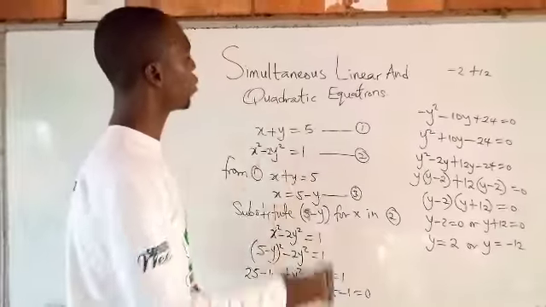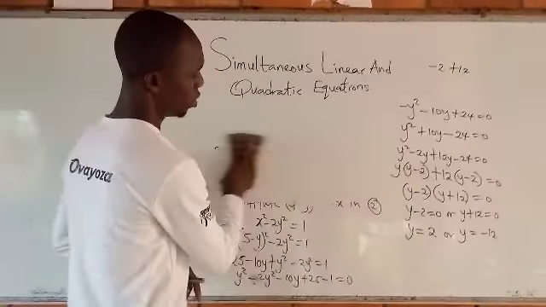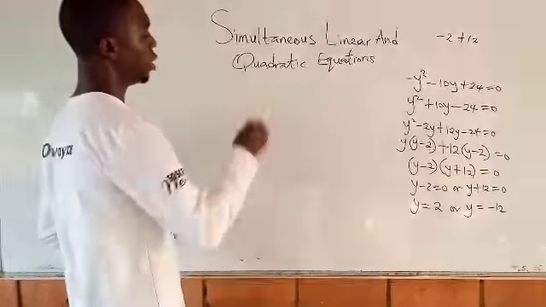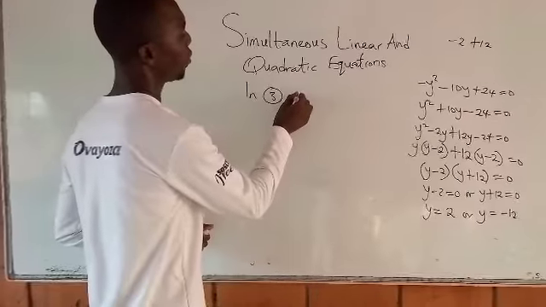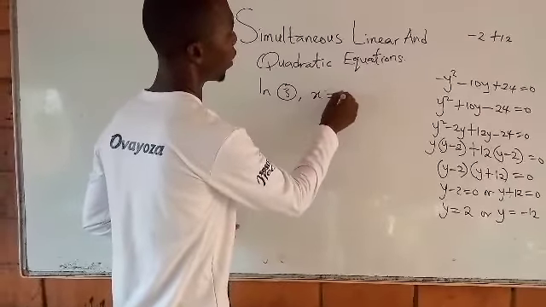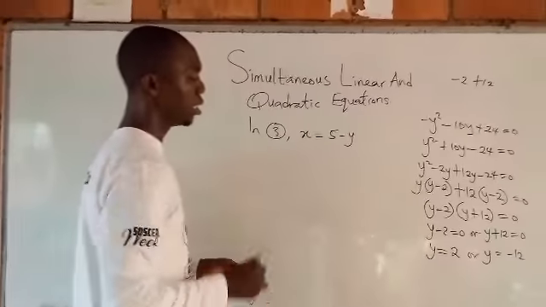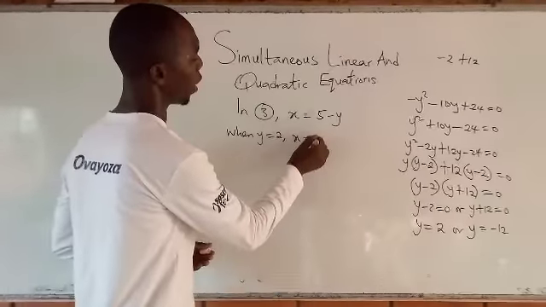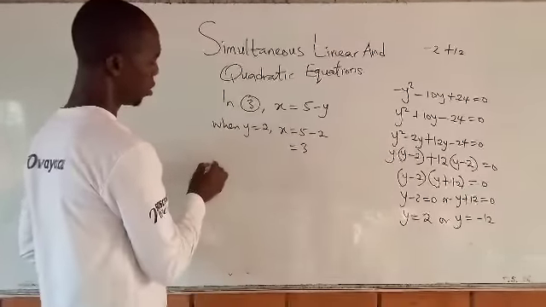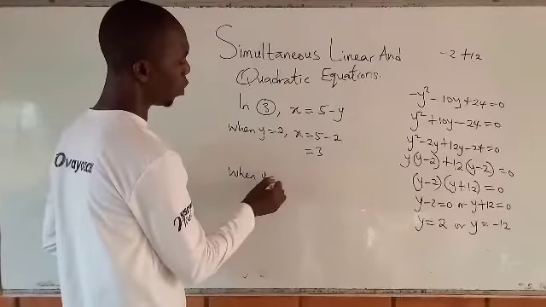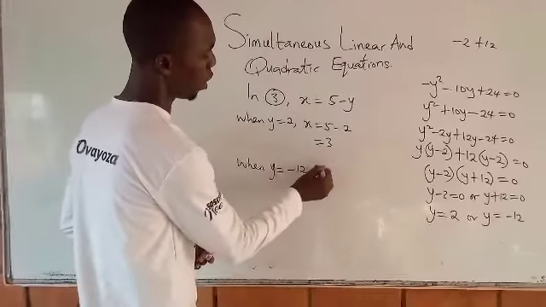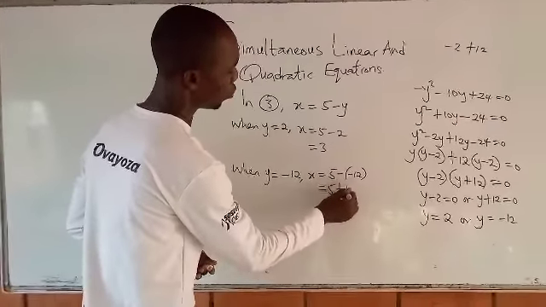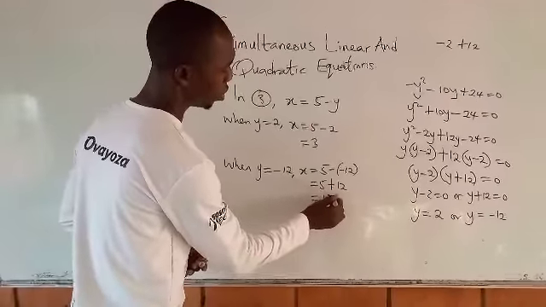So we will refer back to our equation 3. In equation 3, we have x to be 5 minus y. This is our equation 3. So when y equals 2, x will be 5 minus 2, which is 3. When y equals minus 12, x will be 5 minus minus 12, which is 5 plus 12, which is 17.